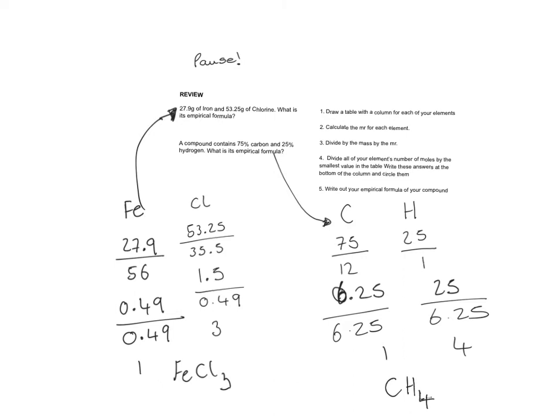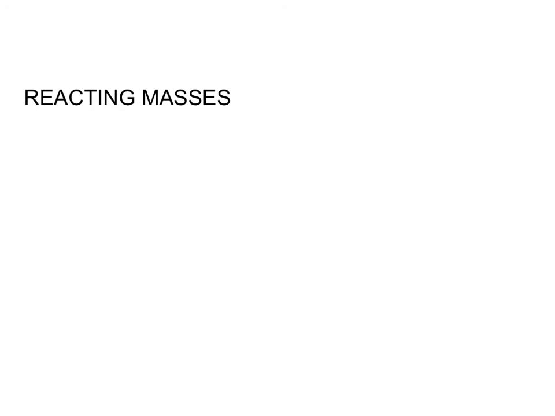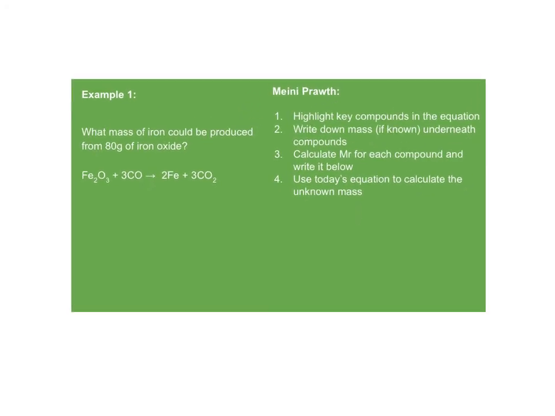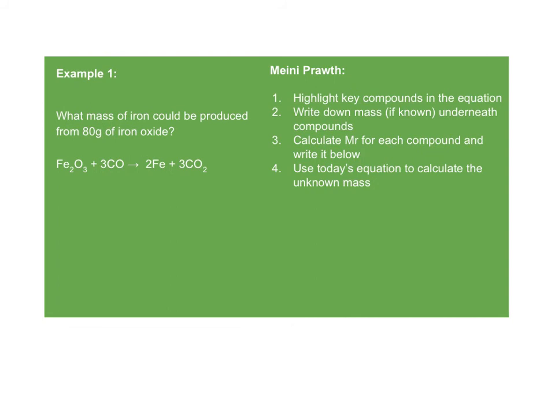Okay, so we're going to move on now to the final kind of higher calculation. So we've done moles, done percentage yield, done empirical formula, and we're going to do reactant masses now. So there are 4 kind of more complex calculations that you have to be able to do for chemistry. So we're going to have a go at this one as well. So what is the mass of iron that could be produced from 80 grams of iron oxide?